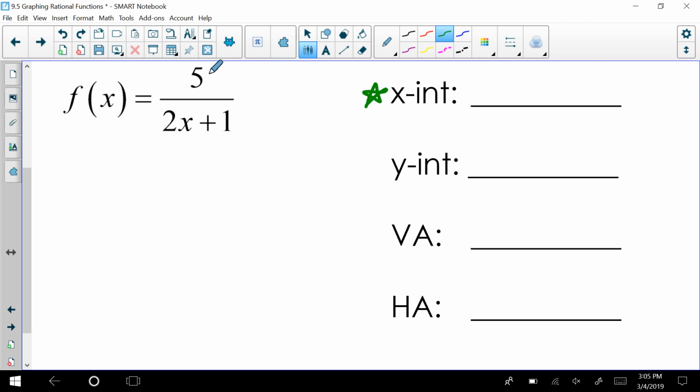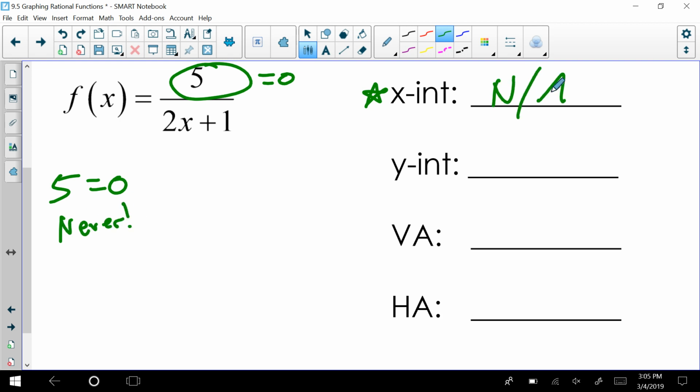The x-intercept, well, I take the top and I set it equal to 0. When does 5 equal 0? Never. Oh, well, then there's just no x-intercepts. That wasn't that hard. Some of you really want to try to make that version right there really difficult. It is as simple as doing the top equals 0. If it can't, then there aren't any.